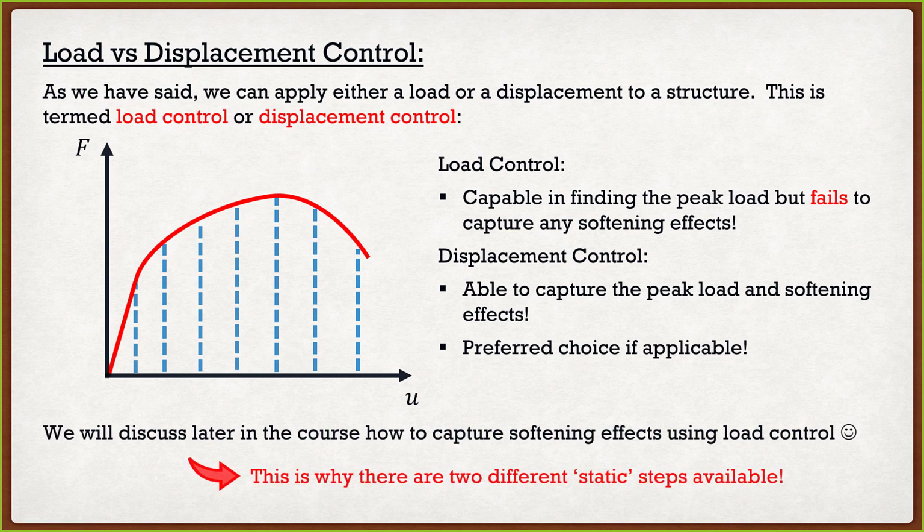And this will be discussed in our last lecture, lecture number 10. As you guys remember, when we're picking our step in ABAQUS, there were two types of static. The first one was static general, which is the one we're using all the time. But then there was a second one called static Riks. And that's what we're going to be using if we want to use load control, but still capture these effects. And it's actually going to be on your last assignment, so be ready for that. It's actually a very beautiful method. It's called the arc length method.